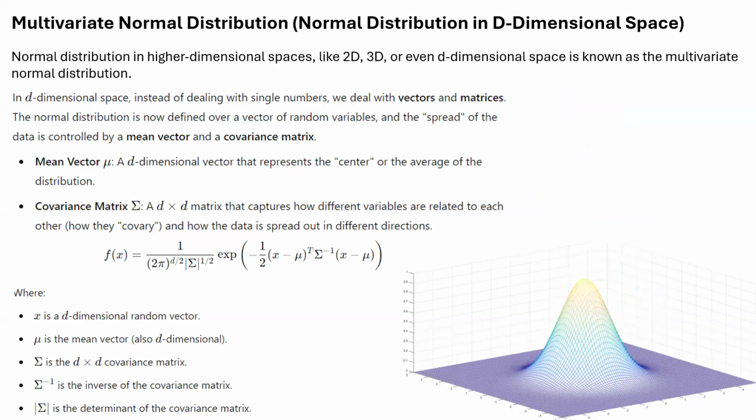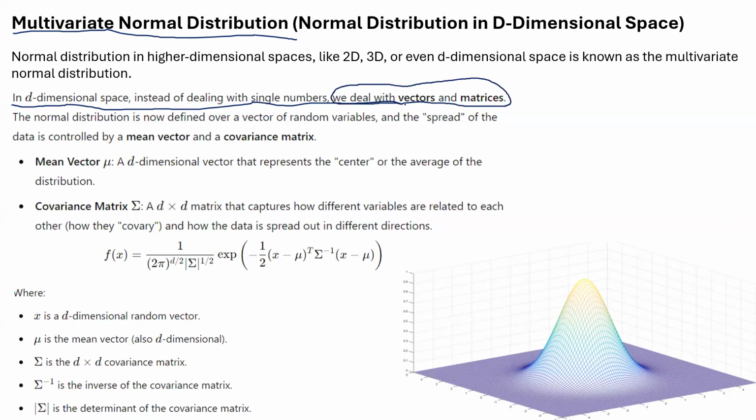But understand this: multivariate normal distribution is the normal distribution in higher dimensions. Normal distribution in d-dimensional space. Normal distribution in higher dimensional spaces like 2D, 3D, or even d-dimensional space is known as multivariate normal distribution. In d-dimensional space, instead of dealing with single numbers, we deal with vectors and matrices. So in higher dimensions, we always deal with vectors and matrices to make our job simple. You cannot visualize them. Just vectors and matrices.